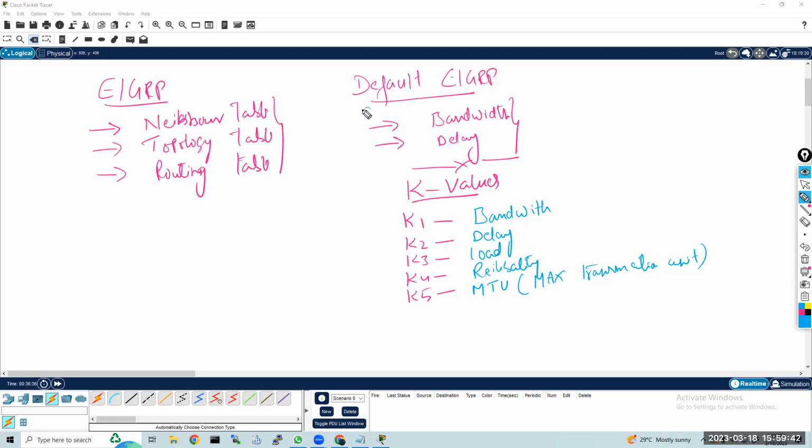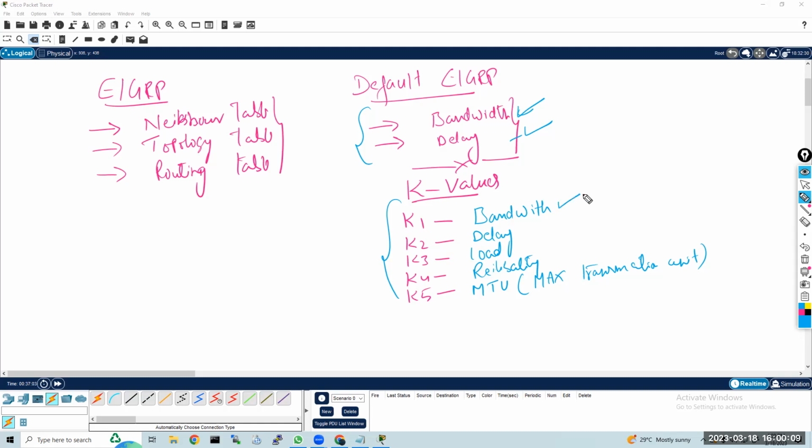But by default, if you have not configured these values in EIGRP, it is going to calculate your bandwidth and delay by default. Understood, guys? You have to remember this. Sorry, can you just go back to the K values, the ones independent of bandwidth and delay?